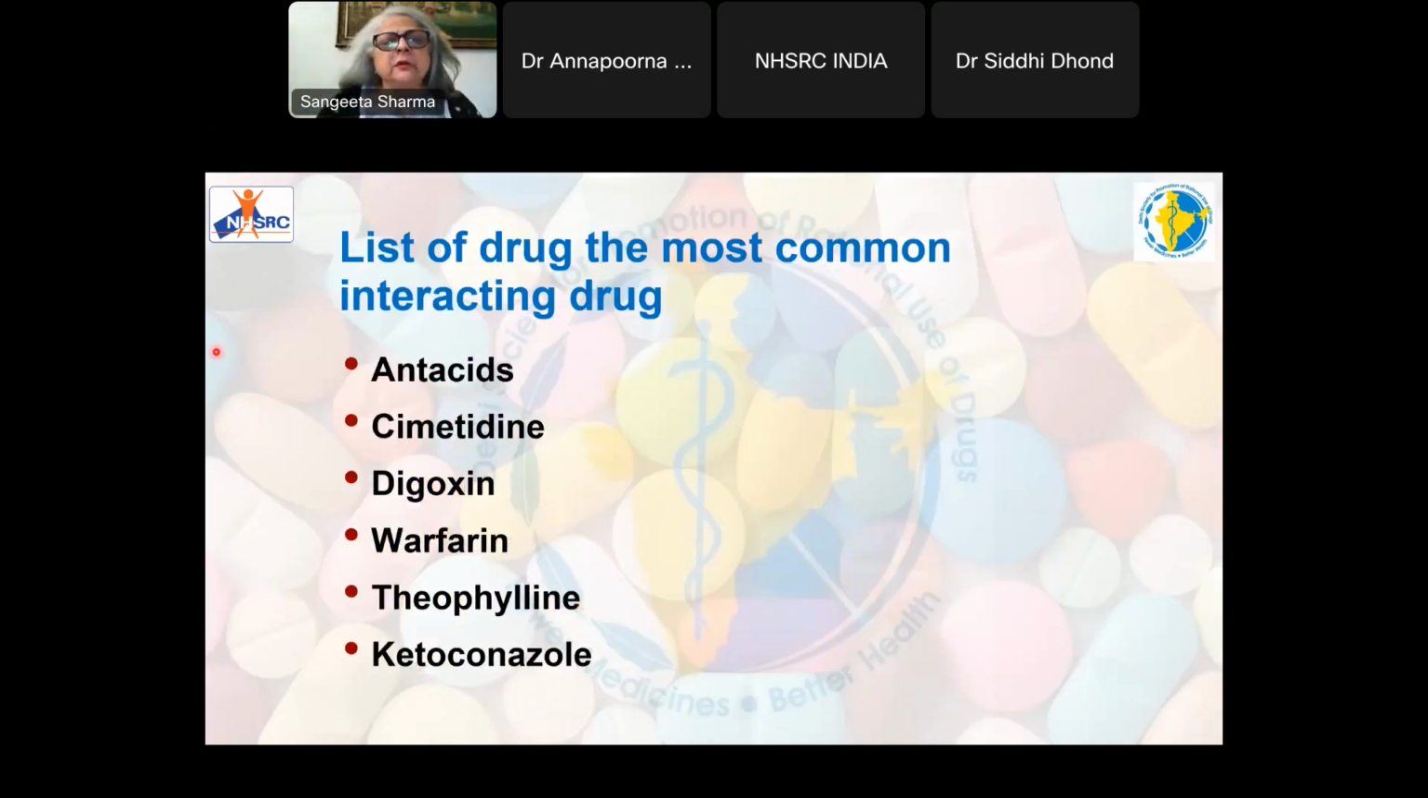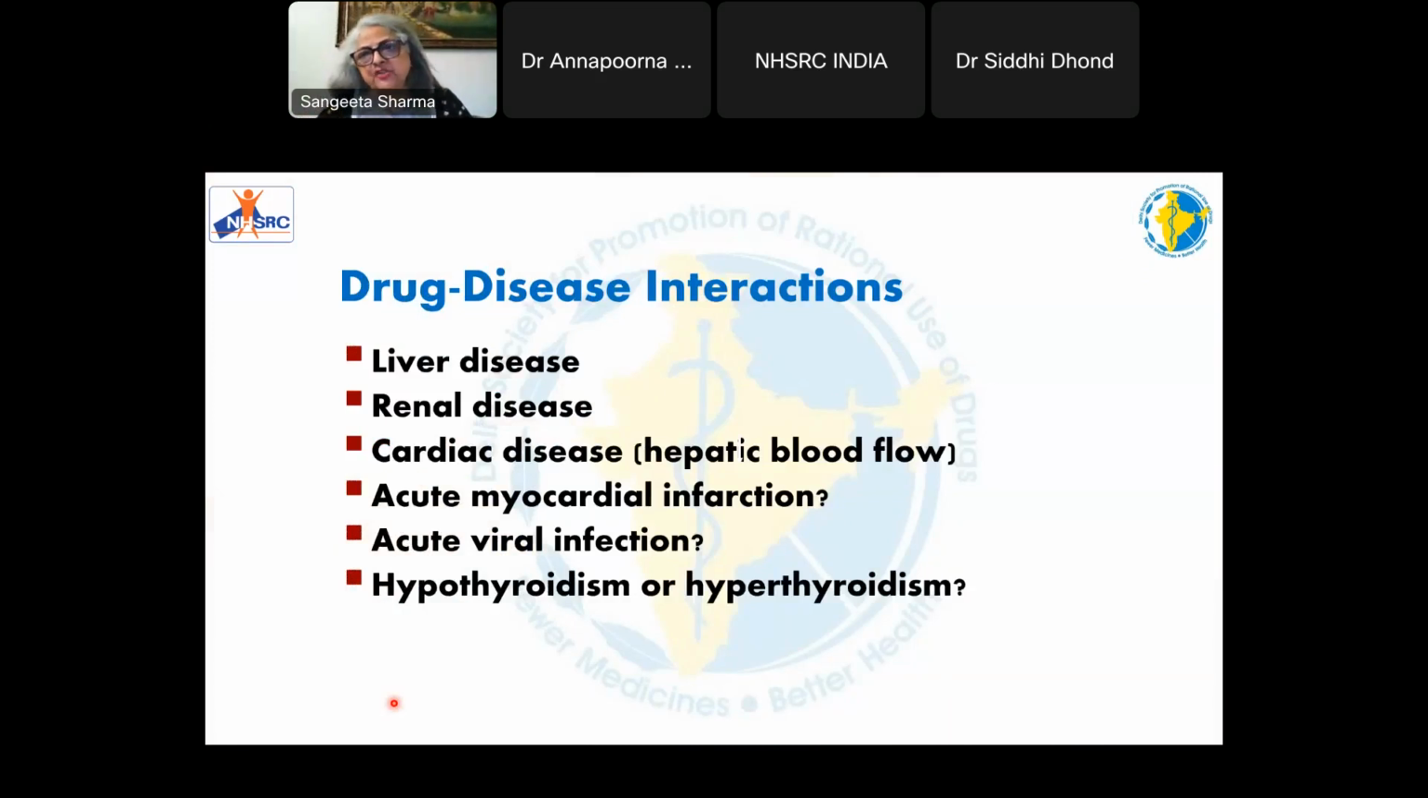So by and large, the common interacting drugs are antacids. Cimetidine is no longer used, but this drug went into disrepute because of the drug interaction it caused. Digoxin, warfarin, theophylline, ketoconazole. Now we have better drugs, but some of these still have these interactions. Now coming to the last part, drug-disease interaction. The patient may have liver disease, kidney disease, cardiac disease, maybe a myocardial infarction, viral infections, hypothyroidism, which is very, very common. Even hyperthyroidism may alter the response to a drug.